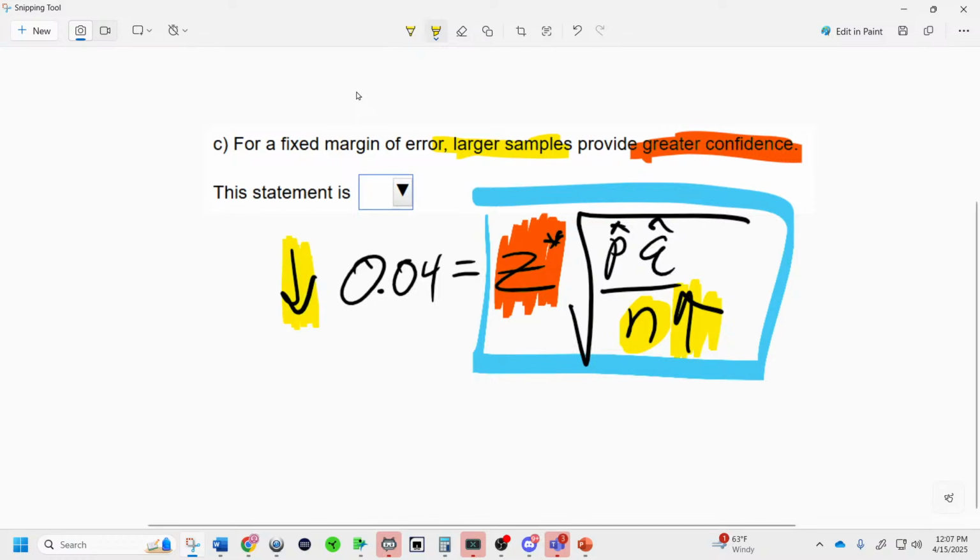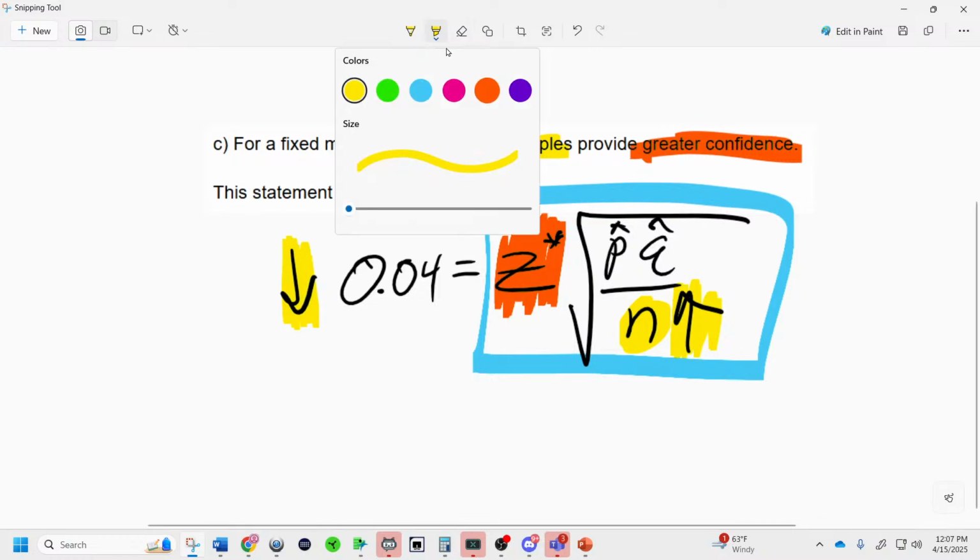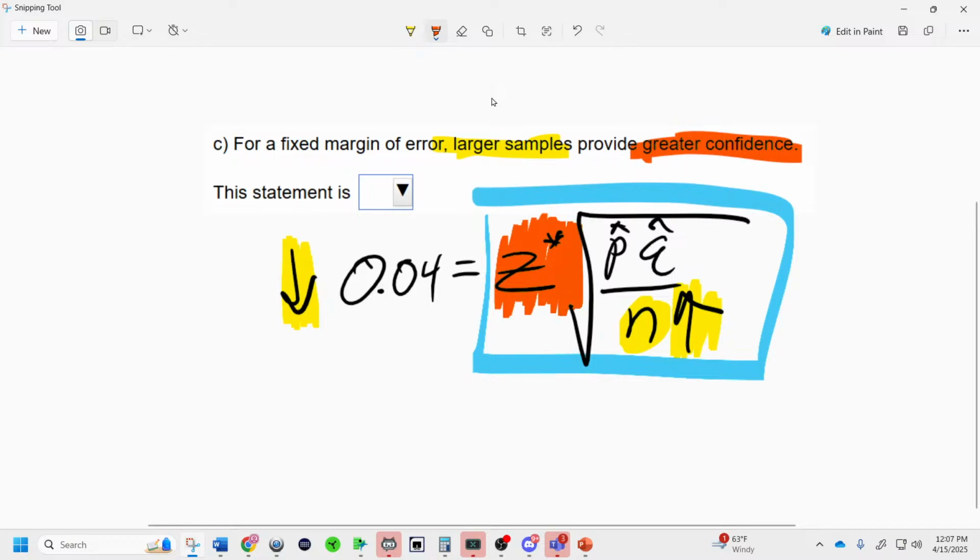So how could we counterbalance this? Well, what we could do is we could increase z. And if we increase z, it's going to be a counterweight.